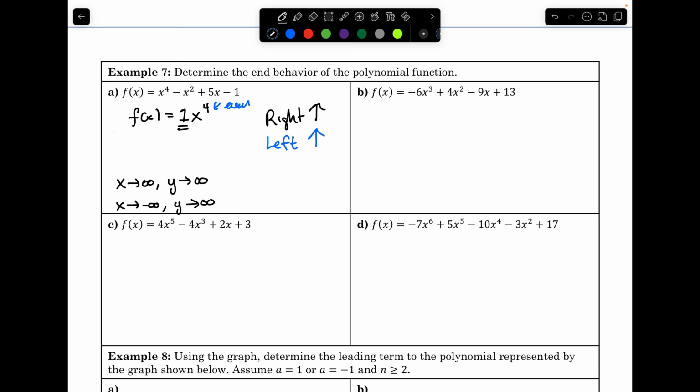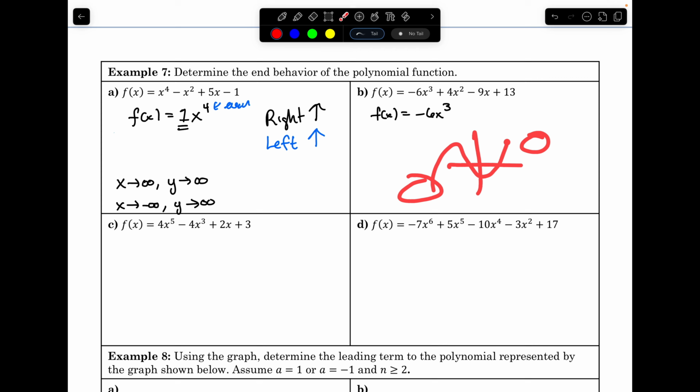For the next example, example B, again, just focus on the first term: negative 6x to the 3rd power. All this other stuff is just going to make the graph, in the middle, between negative infinity and positive infinity, simply go up and down. We care about what's happening on the very far right and the very far left as this polynomial moves up and down, what ultimately is going to occur at the end.